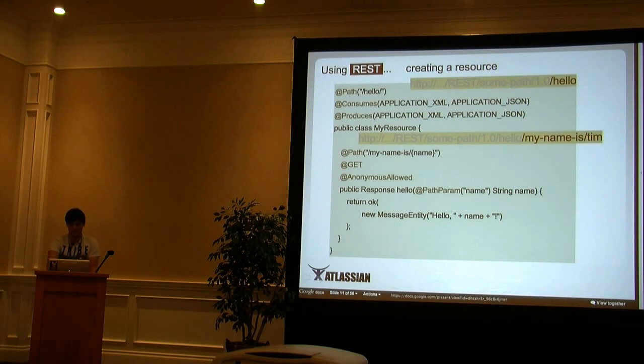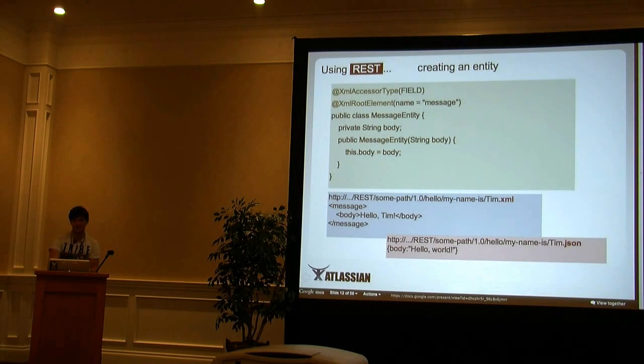All right, so before we move on, just the last thing to look at on this slide is the message entity that's being returned as a response to that hello invocation. That's a JAX-B entity, which we'll be looking at on the next slide, and that's the last thing you'll need to do before you can test this REST endpoint.